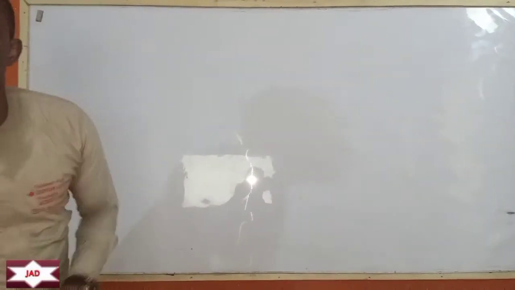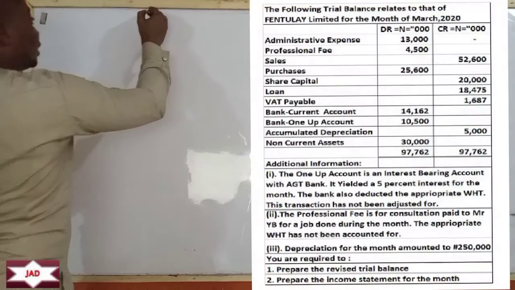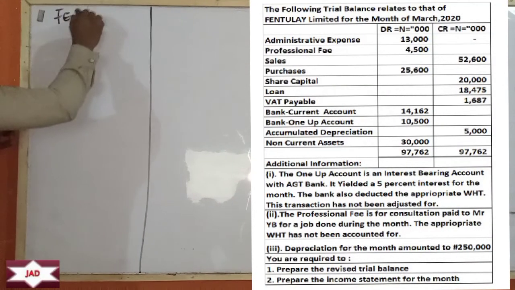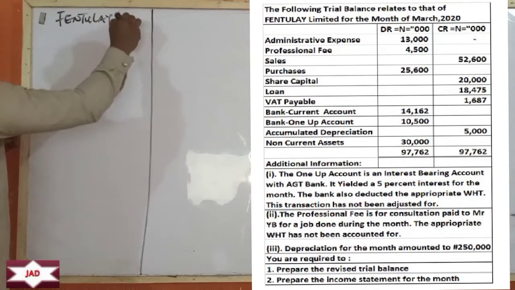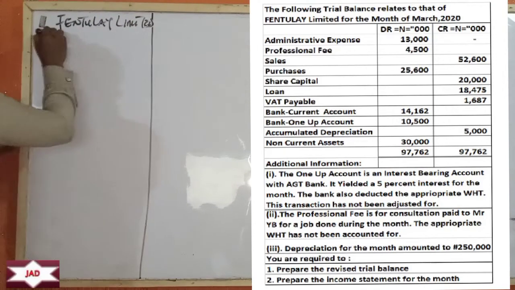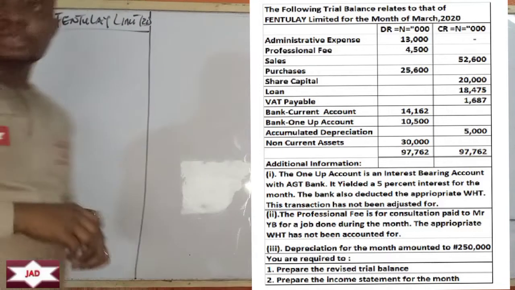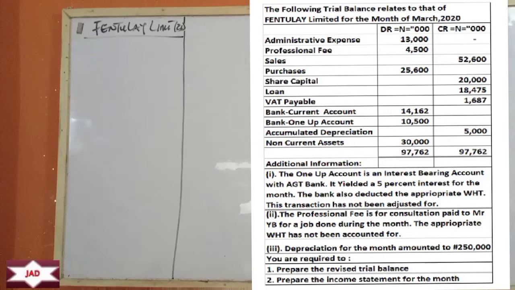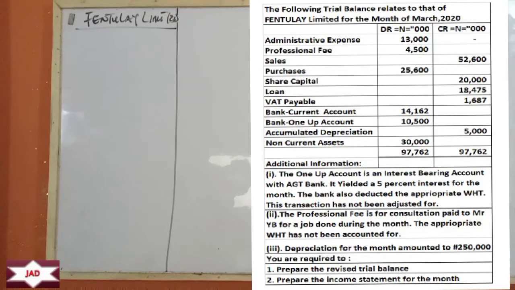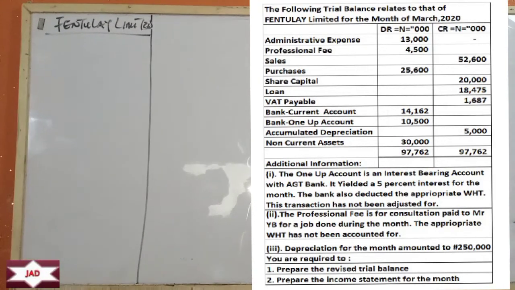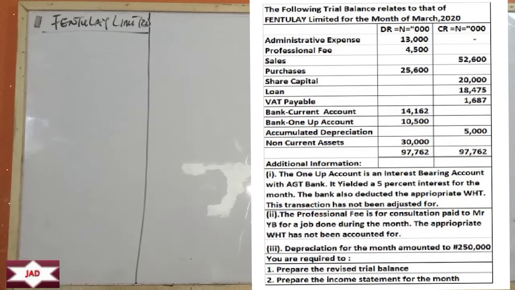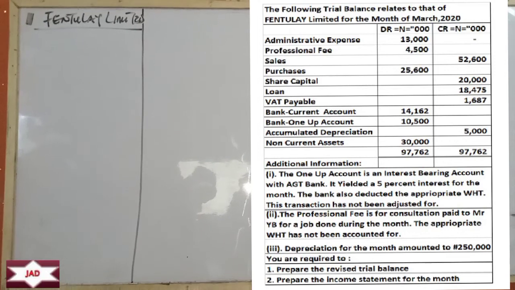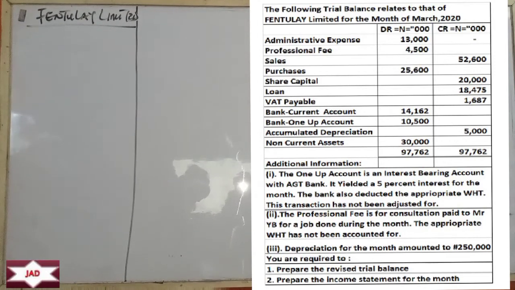So let's go. Fertile Limited. What do we do here? I can see that the adjustment here has to do with what now? Withholding tax receivable and withholding tax payable. So what's the withholding tax receivable there, and withholding tax payable?